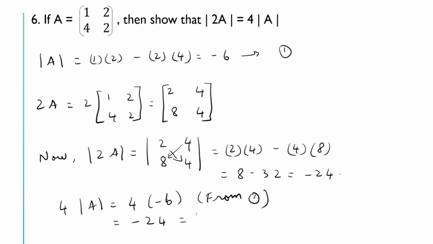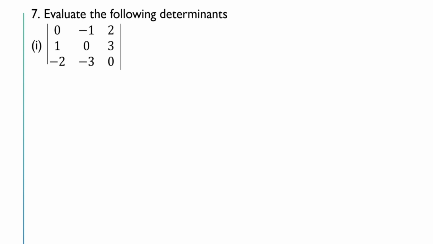This is nothing but determinant of 2A. So they have asked to show that determinant of 2A is equal to 4 into determinant of A. So we got 4 into determinant of A is also minus 24 and determinant of 2A is also minus 24. Next question.